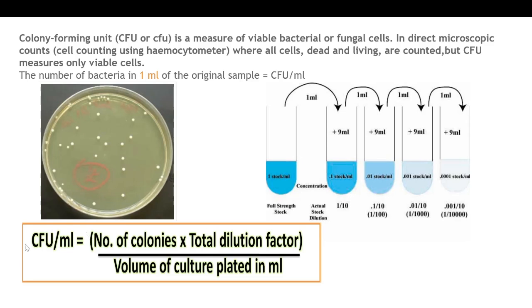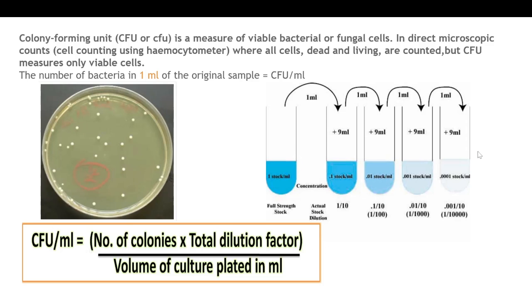And what is the CFU per ml formula? For example, from here you take the bacterial culture, plate it, get this kind of colonies on the bacterial plate, and then count the number of colonies. That will be your number of colonies, multiplied by the total dilution factor, divided by the volume of the culture plated in ml. So how much volume of the culture you have plated in ml, you need to consider, so that you can get the CFU per ml. I will come to how to calculate the total dilution factor in the next slide.